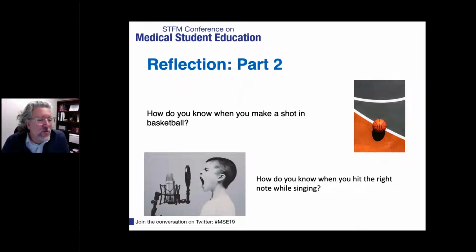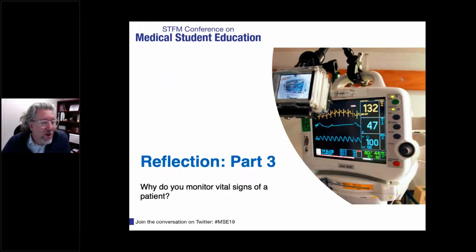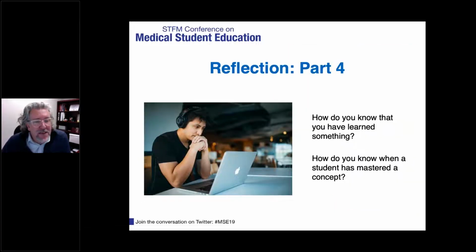How do you know when you make a shot in basketball? And again, not a trick question. How do you know when you hit the right note while singing? Why do you monitor vital signs of a patient? And finally, how do you know that you've learned something or that a student has mastered a concept?